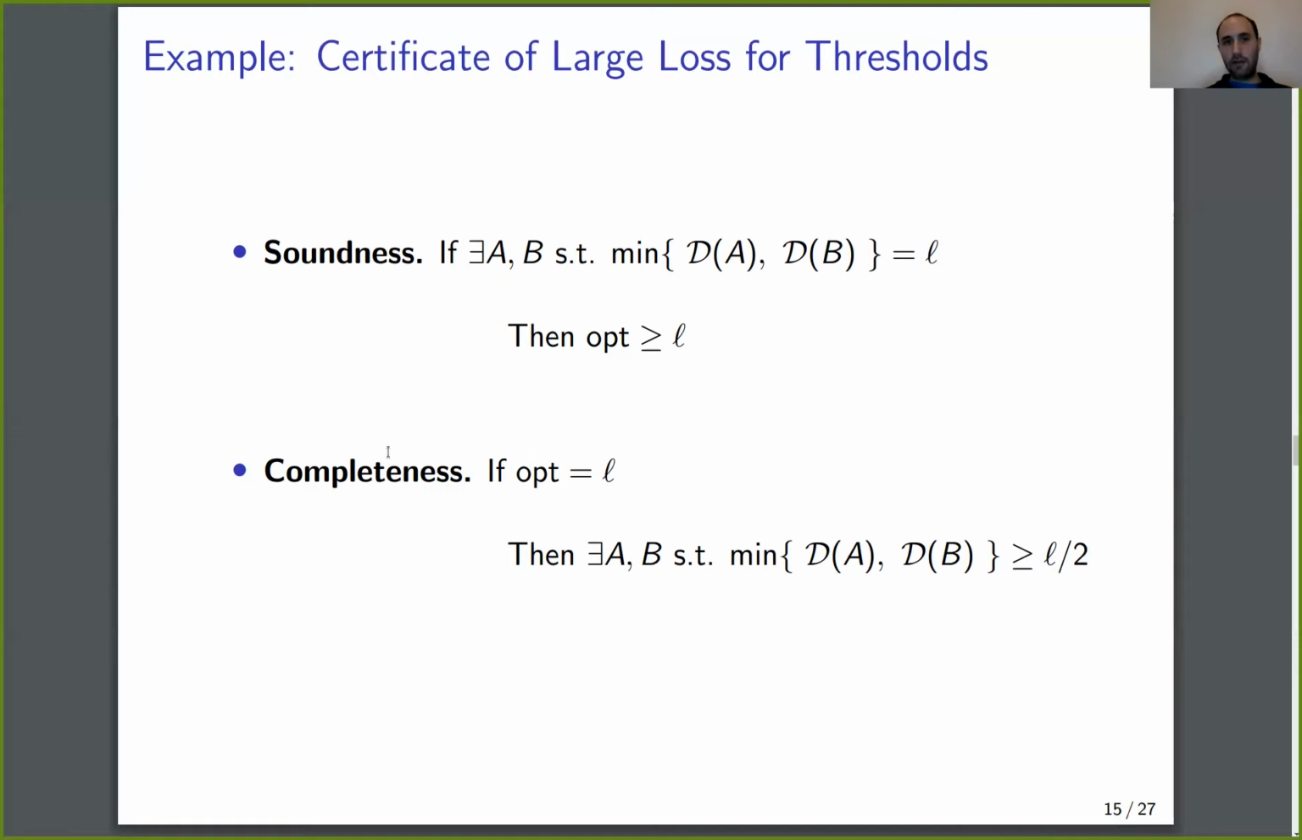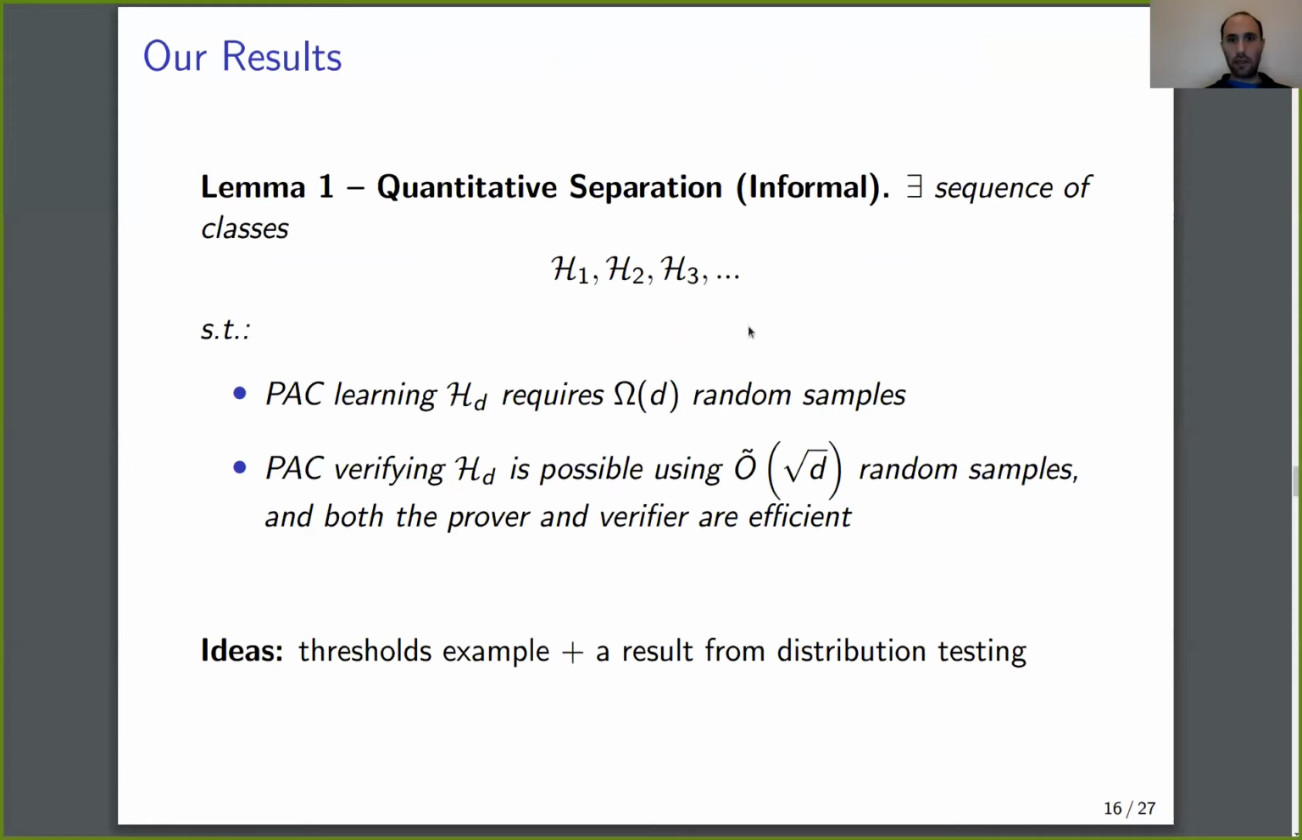Then completeness says that if opt equals L, if the best loss you can achieve is L, then there exists some certificate that shows something related to that, which is there exists a certificate A and B such that the minimum weight between A and B is at least L over 2. So it's not very hard to prove both of these claims. And using this idea, we can prove the following result, which is our first result in the paper.